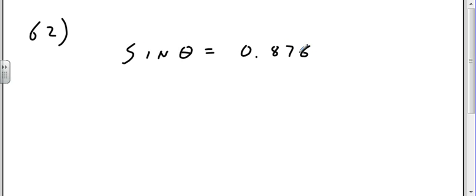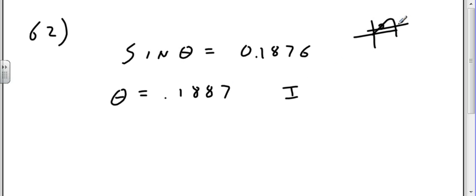0.1876. Okay, so I'm going to take the arc sine. I'm going to make sure I'm still in radians. Arc sine 0.1876. And I come up with theta is 0.1887. Okay, and I'm going to recognize that as a first quadrant answer. And I'm going to recognize my sine function is positive in the first and second quadrant, so I'm going to want a second quadrant answer. So my second quadrant answer is going to be pi minus 0.1887.